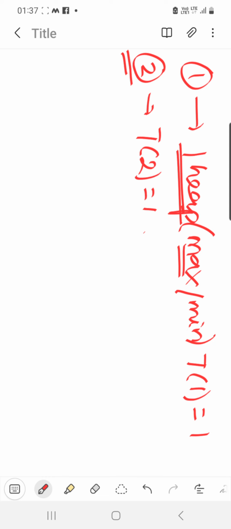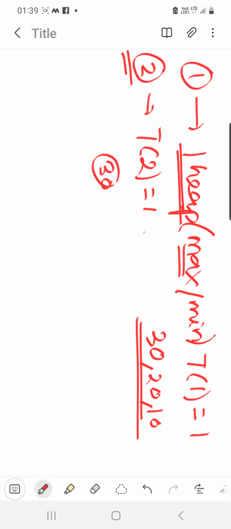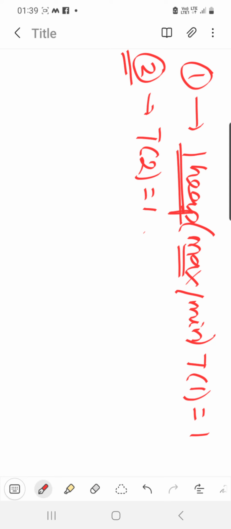Now if there are three keys, like 30, 20, 10, and I ask you to find the total number of max heaps for these three keys, what will it be? One heap is this one. Let me use the recurrence relation for that, because we can't do this for every possible combination, it will take a very big amount of time.